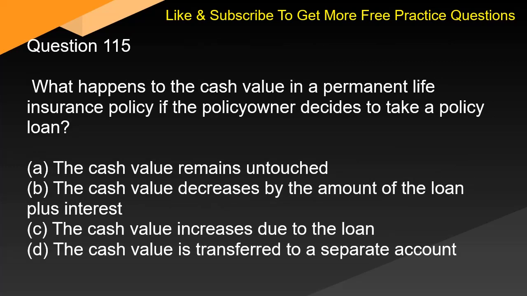Question 115. What happens to the cash value in a permanent life insurance policy if the policy owner decides to take a policy loan? A. The cash value remains untouched. B. The cash value decreases by the amount of the loan plus interest. C. The cash value increases due to the loan. D. The cash value is transferred to a separate account.